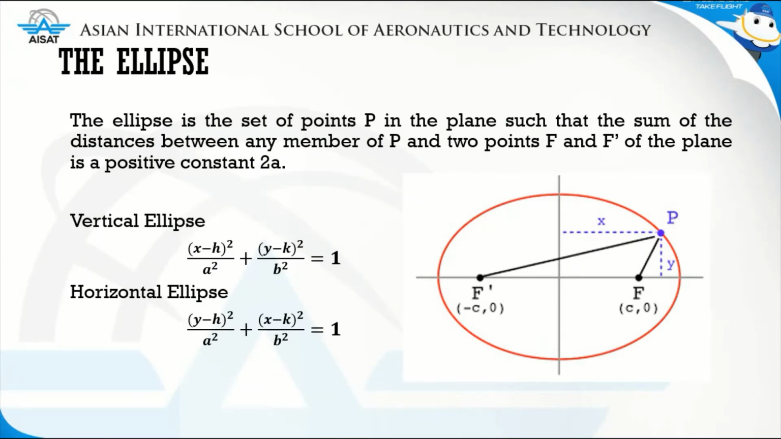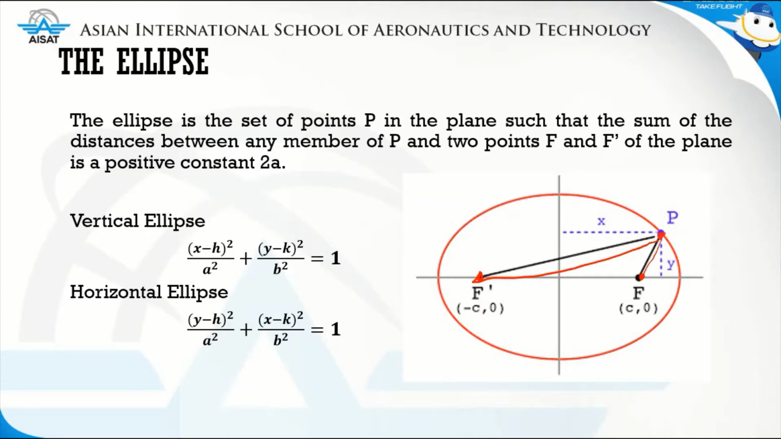The ellipse is the set of points P in the plane such that the sum of the distances between any member of P and two points F and F prime, which are the foci of the ellipse of the plane, is a positive constant 2a. Now, in our illustration, if we choose any point on our ellipse, the sum of the distances from P to F and P to F prime will be a positive constant 2a.